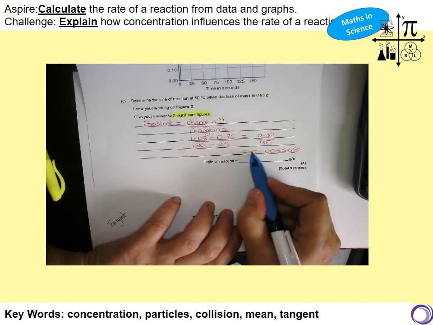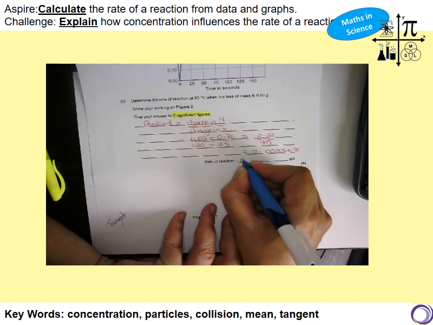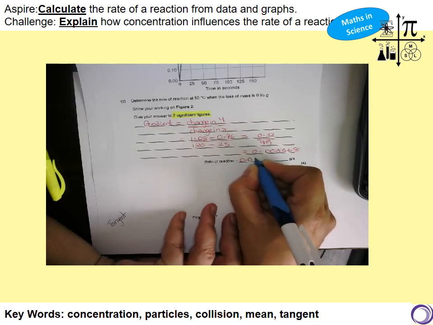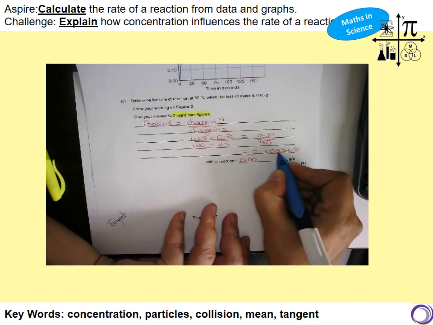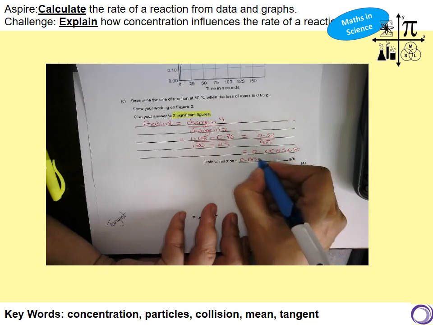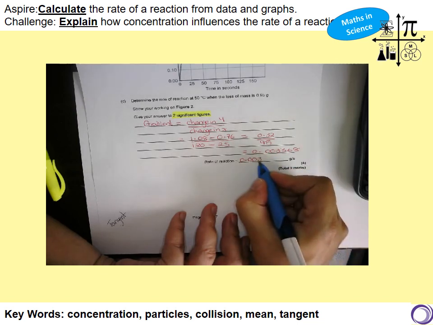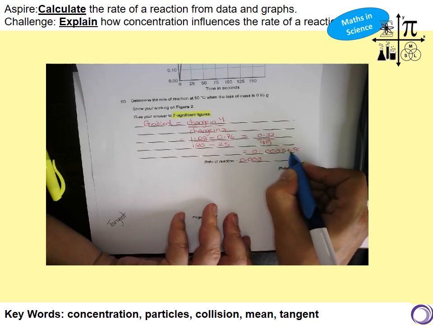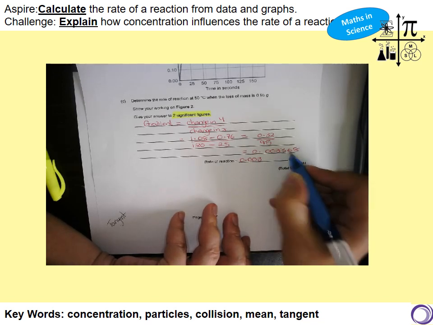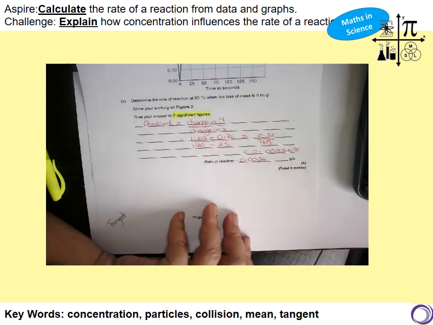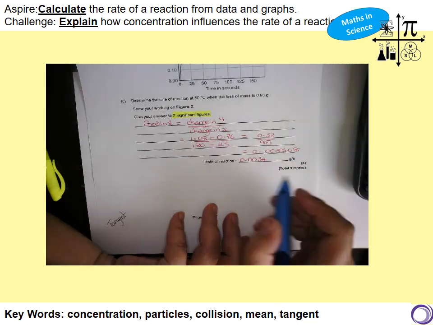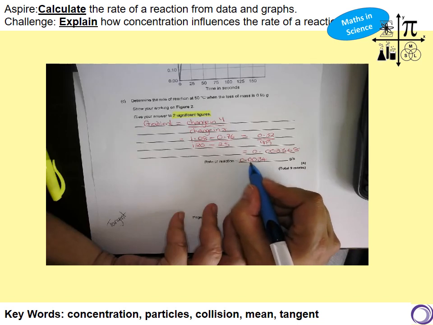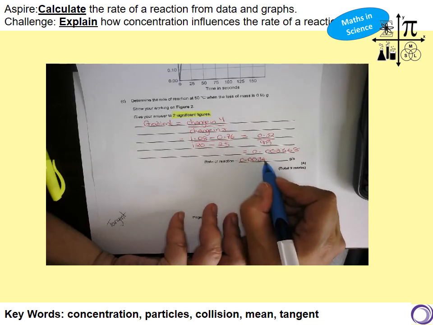So this time, these noughts here, we ignore those because they're not our first significant figures. We've then got a 3 and a 3. I write my first one down, that's my first significant figure. And then my second significant figure, I look at the value to the right of it. Is it greater or equal to 5? In this case it is, so I increase that to 4. So my answer to two significant figures is 0.0034.